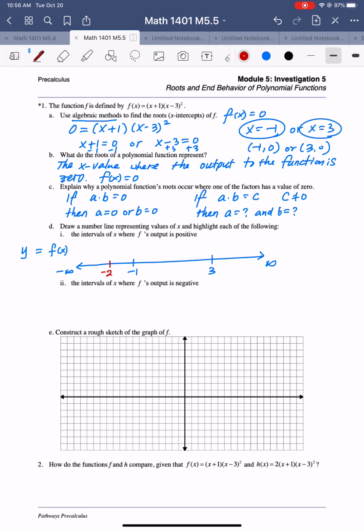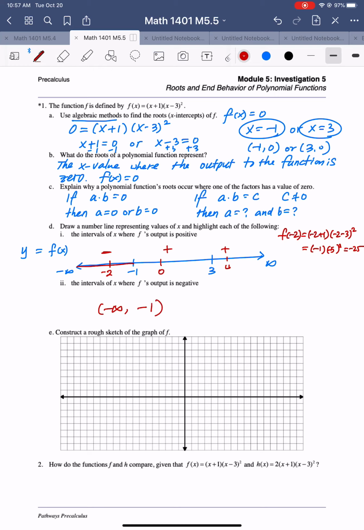And then you plug negative 2 into the function, which is negative 2 plus 1 times negative 2 minus 3 squared. So negative 2 plus 1 is negative 1 times, the square is always positive, right? So negative 5 squared is 25, but it's going to be negative 25, right? So it's less than 0. So this is most negative. If I use 0, I get positive values. If I use 4, I get positive values. So in this case, the interval of x where the function is negative is only this interval. So it's going to be negative infinity to negative 1.